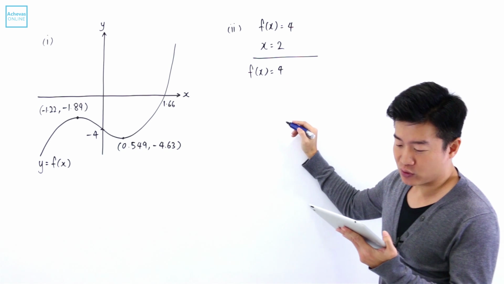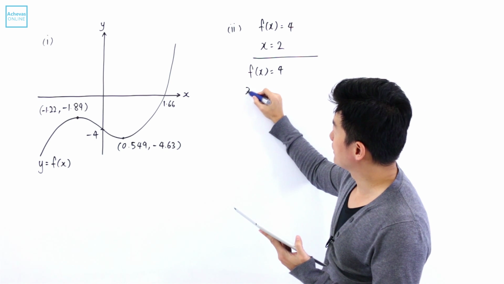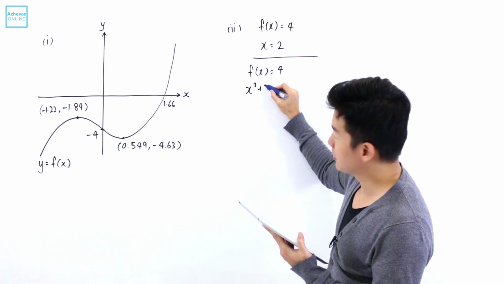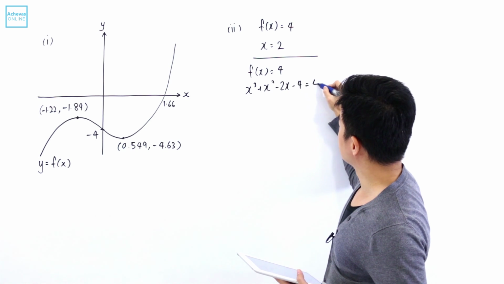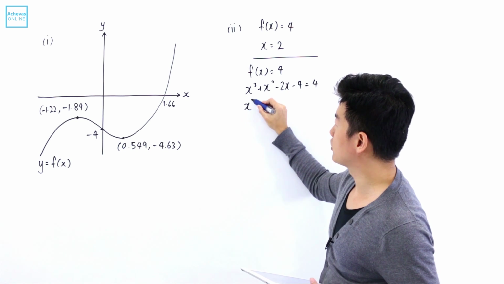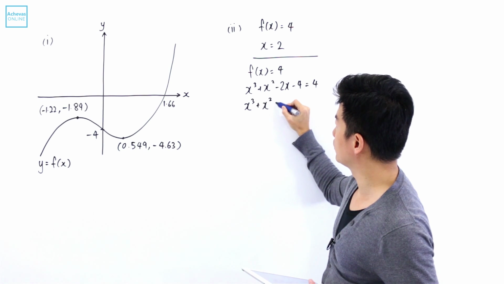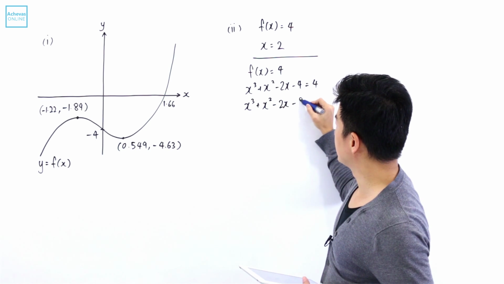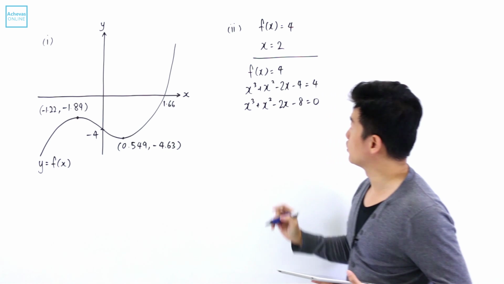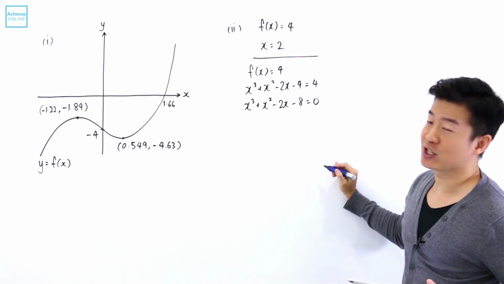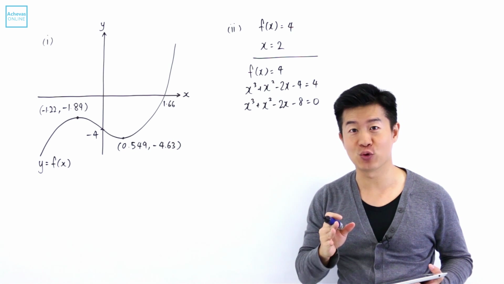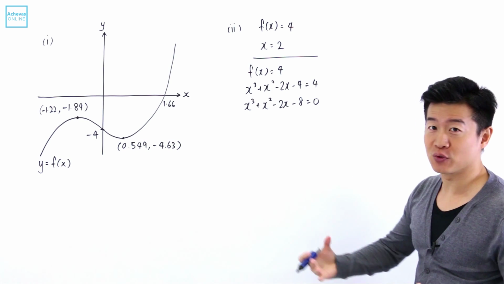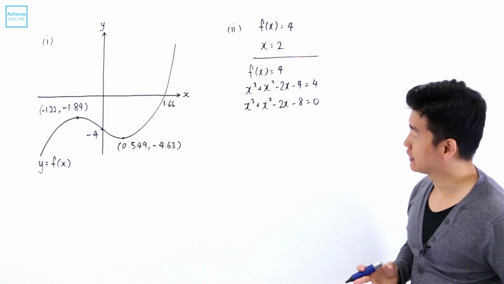So when f(x) = 4, it's given that f(x) is x^3 + x^2 - 2x - 4. This is equal to 4, which means that when I'm trying to solve for this cubic polynomial, x^3 + x^2 - 2x - 8 is equal to 0. I know since x = 2 is a root, that means one of the factors must be x - 2. Let's try to do a long division to find the other quadratic factor.